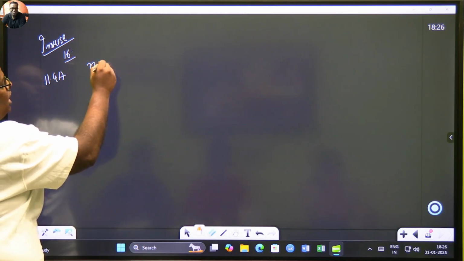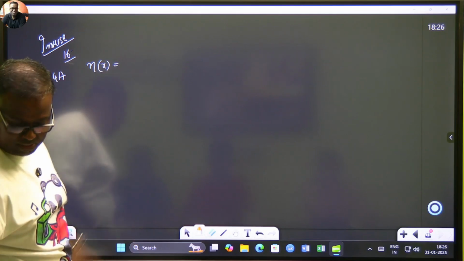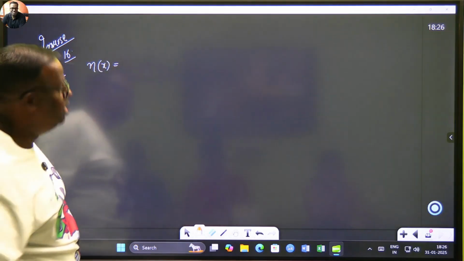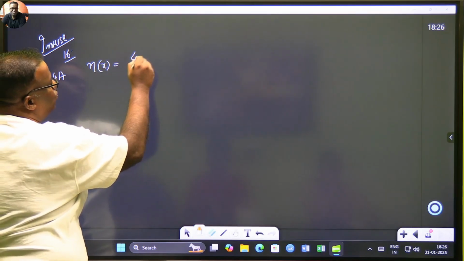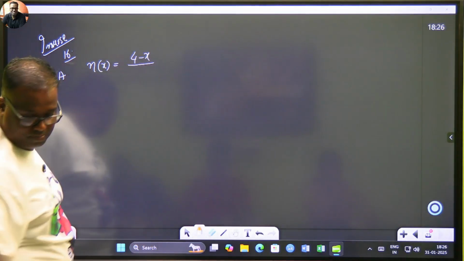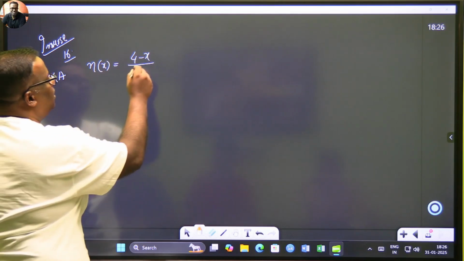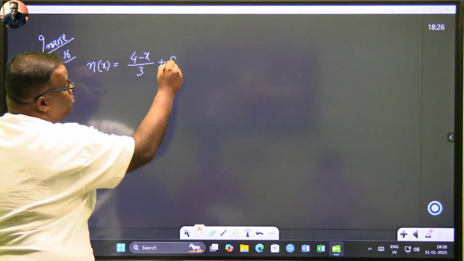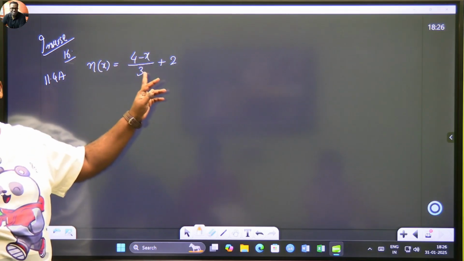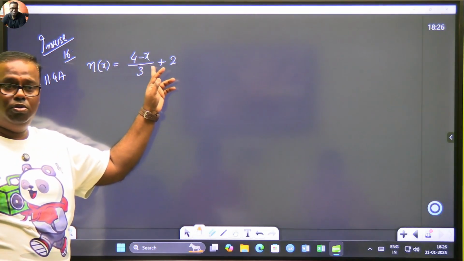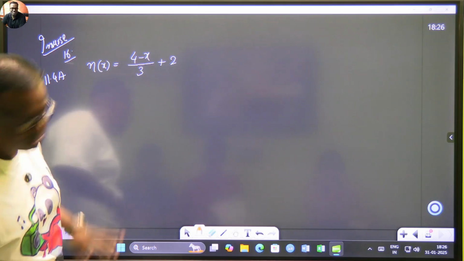Given a function n of x, I'm writing it here, you concentrate on my board. Given a function n of x is equal to 4 minus x upon 3 plus 2. Be very specific how the BODMAS is working, otherwise you will get a 0. 4 minus x upon 3 plus 2, right? So we're going to find the inverse.